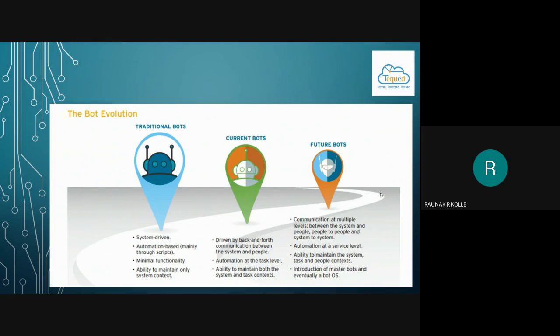In the future, bots communication may be possible at multiple levels, that is, between the system and people, between people and people, and between system and system. In the future, bots automation may exist at the service level. The future bots may be able to maintain the system, task, and people contexts. And there may be a possibility of introducing master bots and eventually a bot OS.